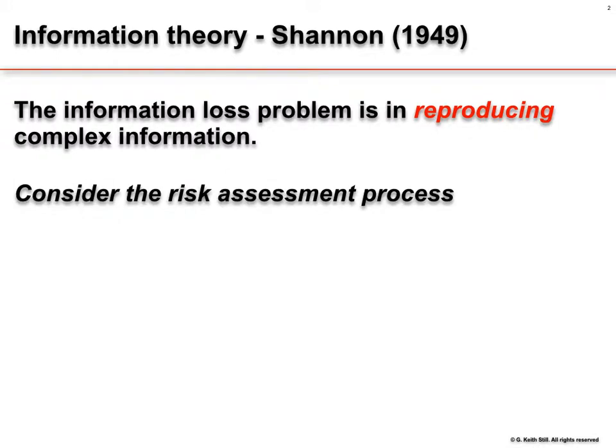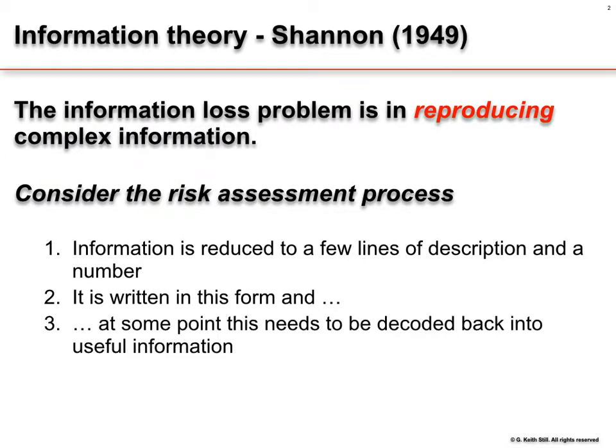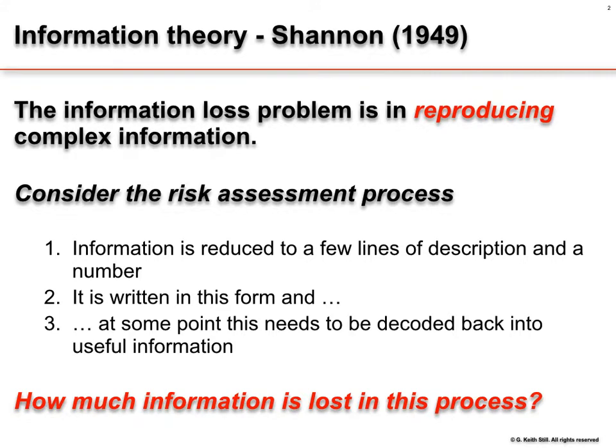So let's consider our risk assessment process. Information is first visualized, is anticipated, and then documented. And you have in the box a few lines where you can put a description, and then you put a value against it, the likelihood versus consequence. It's written down in that form in a document. And at some point, somebody needs to read that document and decode it back into useful information. The question is how much is lost in the process?